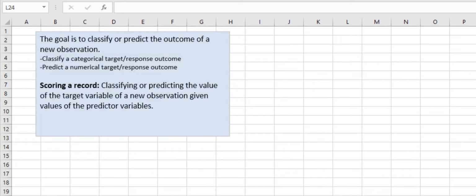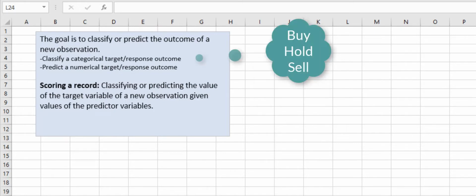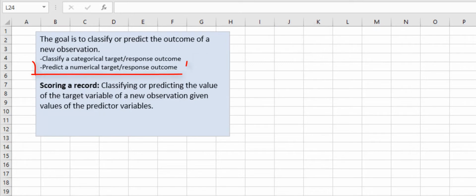Examples include classifying a list of prospective customers as buyers and non-buyers, or classifying a financial asset as buy, hold, and sell. In a prediction model, the target variable is numerical and the objective is to predict its numerical value. Examples include predicting consumer spending, the selling price of a house, or the revenue of a company. We have already learned two supervised techniques, linear and logistic regression. Linear regression is a prediction model, logistic regression is a classification model.